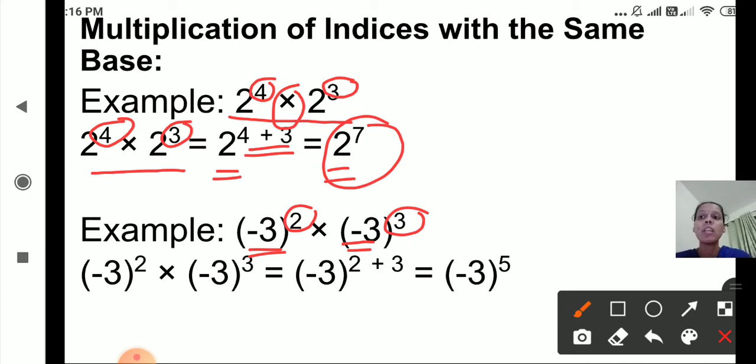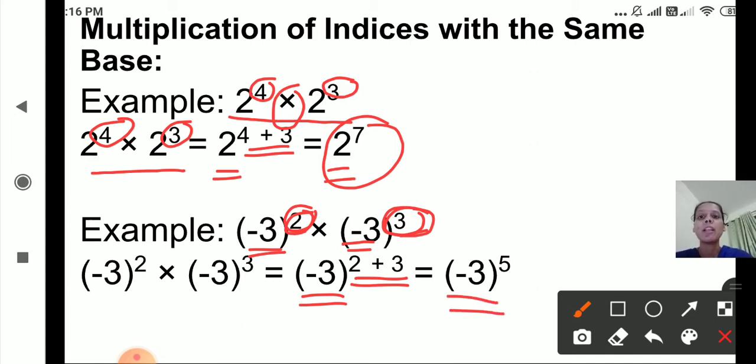So a means what here? Minus 3, and m means 2 and n means 3, right? So what will you do? You will write down the base, that is a, which means minus 3, then you will add the index. Here it is 2, here it is 3, so 2 plus 3. So minus 3 raised to 2 plus 3, and 2 plus 3 is what? 5. So what is the answer? Minus 3 raised to 5.